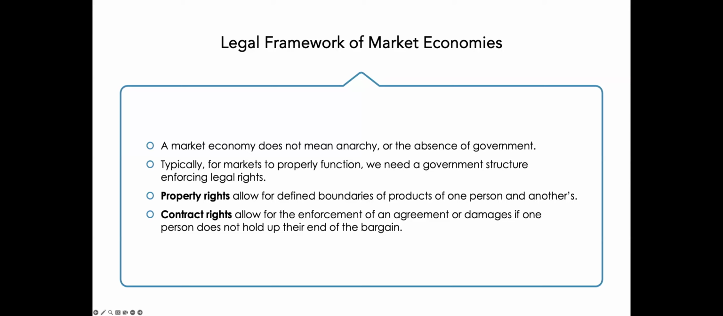And then secondly, there needs to be contract rights. Contract rights allow for there to be some sort of arbiter of fairness if you and I enter into an agreement and one of us or both of us doesn't hold up our end of the deal. That arbiter allows for equitable adjudication of the contract, or execution of the contract, if it is not faithfully completed by both parties. So in the absence of those, you lose a lot of confidence.